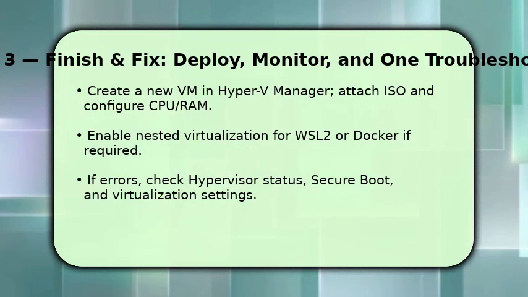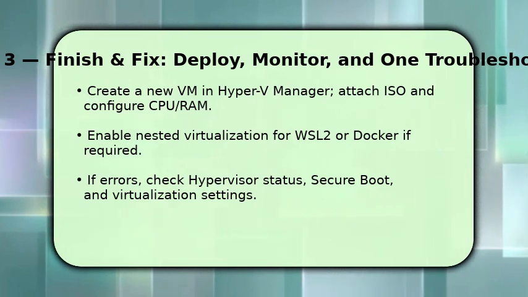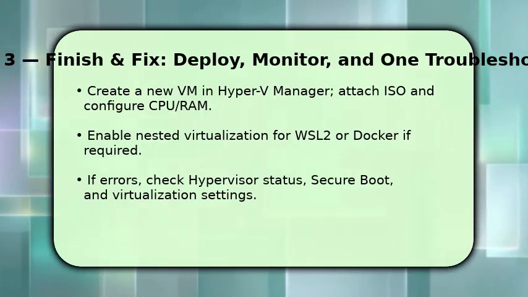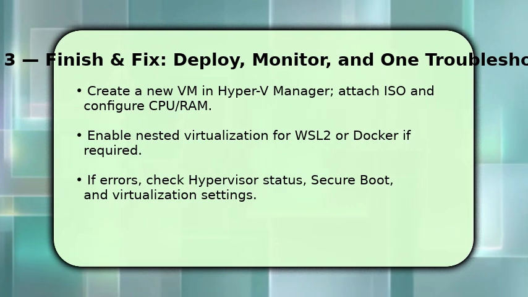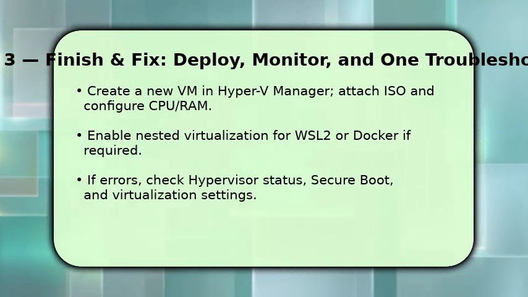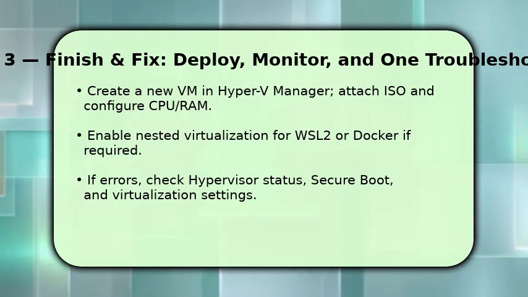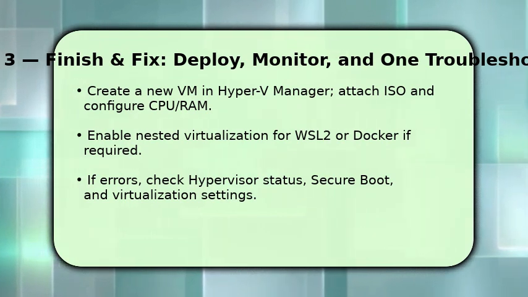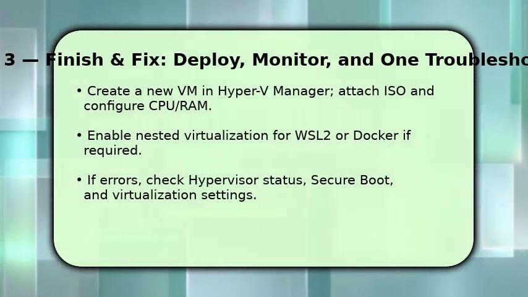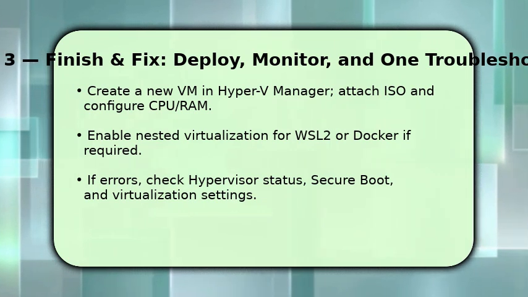Finish by creating a virtual machine. Allocate CPU cores, assign RAM, attach an ISO, and create a VHDX disk. Once the VM boots, install the guest OS and integration services if available. If you need WSL2 or Docker, enable nested virtualization on that VM.